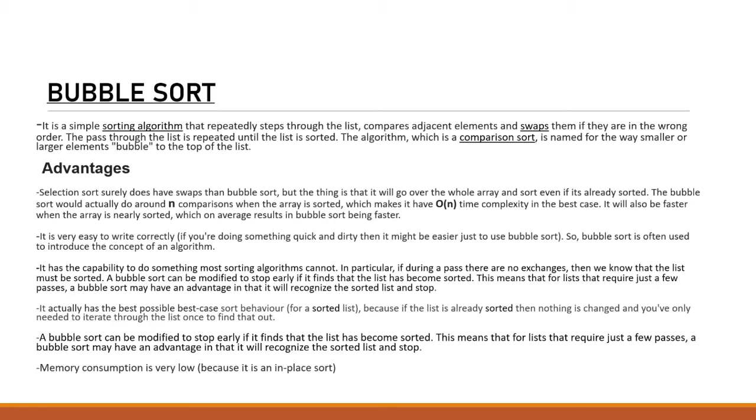Because of the advantages. First, selection sort surely does fewer swaps than bubble sort. But the thing is, it will go over the whole array and sort even if it is already sorted. The bubble sort will actually do around n comparisons when the array is sorted, which gives it O(n) time complexity. It will also be faster when the array is nearly sorted, which on average results in the bubble sort being faster.